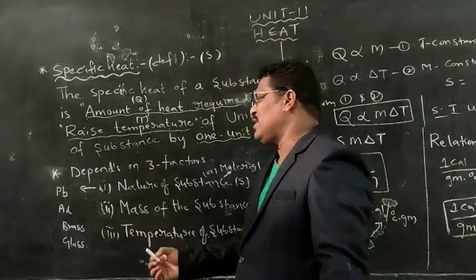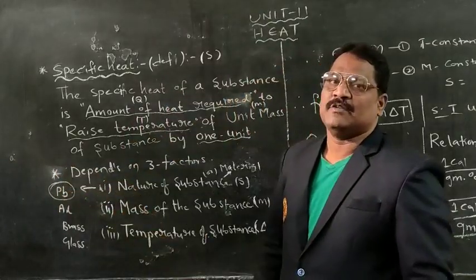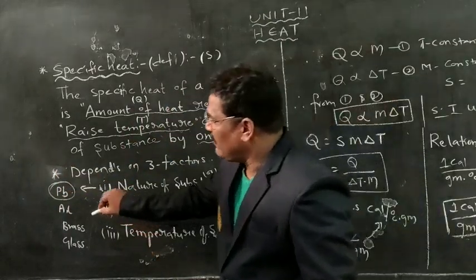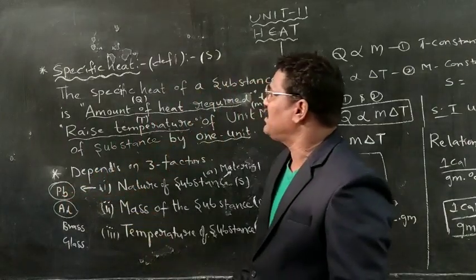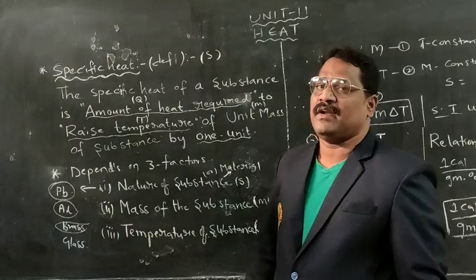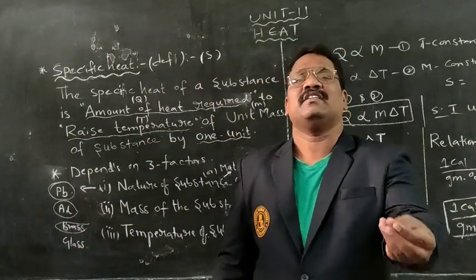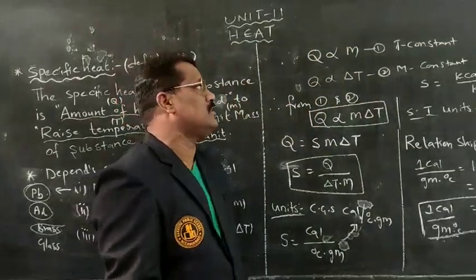Individually, if you go for lead, it will have its own specific heat. Individually, aluminium has its own specific heat. For brass material, it will have a different one. That means, depending upon the nature of the material, the specific heat of a substance exists individually.